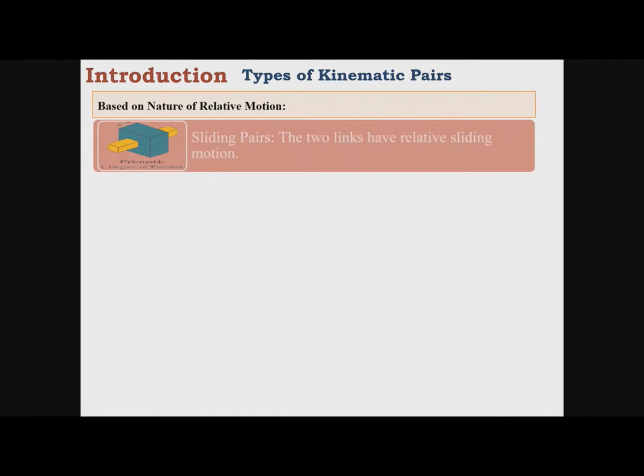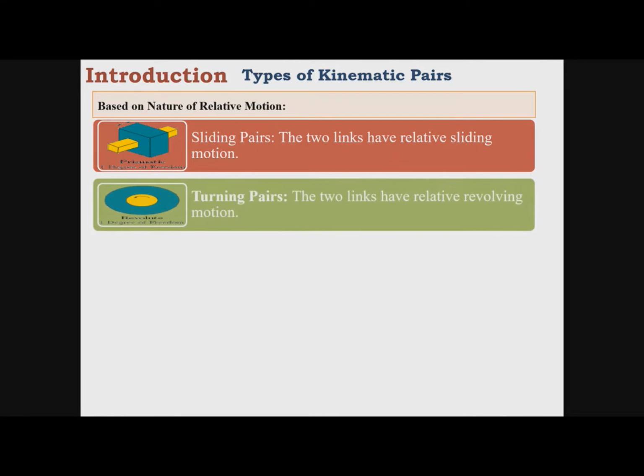Kinematic pairs are classified based on nature of relative motion. Sliding pairs: the two links have relative sliding motion. Example is a prismatic bar sliding in a square hole. Turning pairs, the two links have relative revolving motion. A cylindrical bar rotating in a bearing.